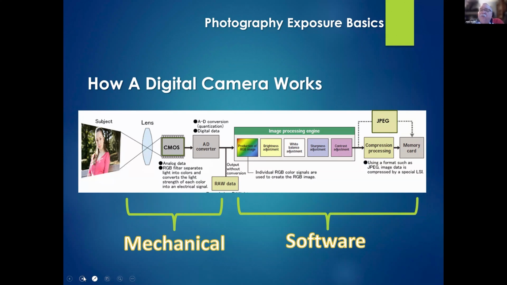And it's two parts. The first part is mechanical: light enters through the lens and strikes your sensor. And then the rest is all software. The software takes the information the sensor receives and puts it into something that we know as a photograph.